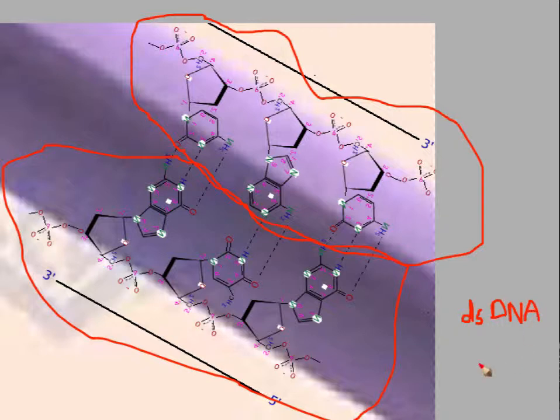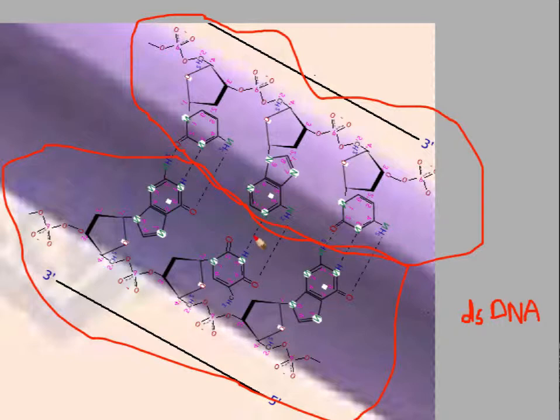So double-stranded, 2 molecules. Notice that the sugar phosphate backbone is held together by all covalent bonds. In fact, they're phosphodiester bonds. And then the 2 molecules are held by non-covalent forces, hydrogen bonds. We can see those in the dotted lines.